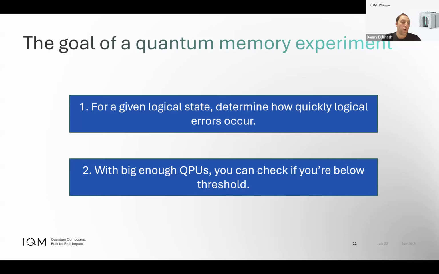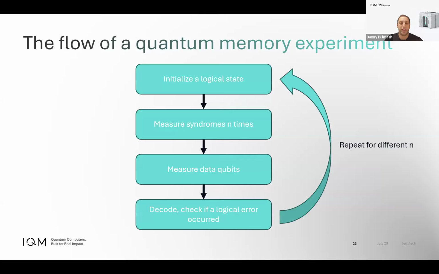And then there's one other goal, which we're not going to work on today, but with big enough QPUs, you can check if you're below threshold. So let me explain that a little bit, both of these points. So here's the flow of a quantum memory experiment. And then we'll see, or sorry, how this achieves these goals.